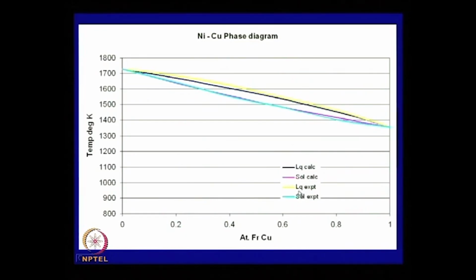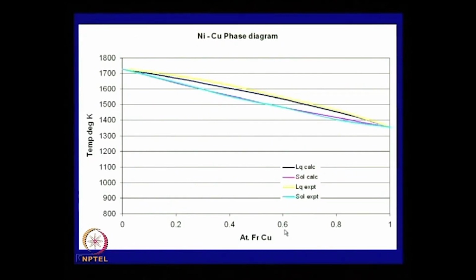We have superimposed here the experimentally obtained liquidus and solidus lines from handbook data, and you look at, with these assumptions we are not very far away. Although there are little deviations near both these ends, we can say that this nearly follows an ideal solution. If we assume that nickel and copper form an ideal solution in both liquid and solid state, this assumption is not far away from reality.